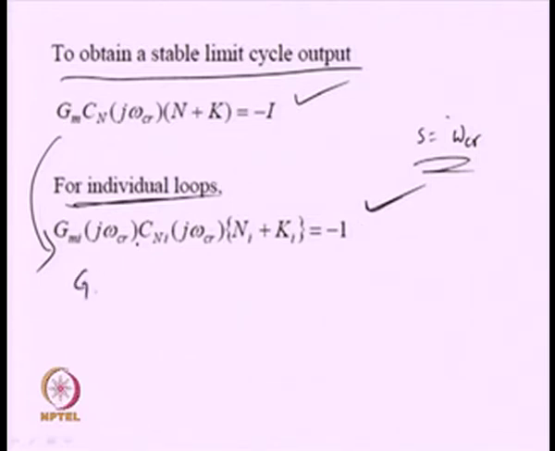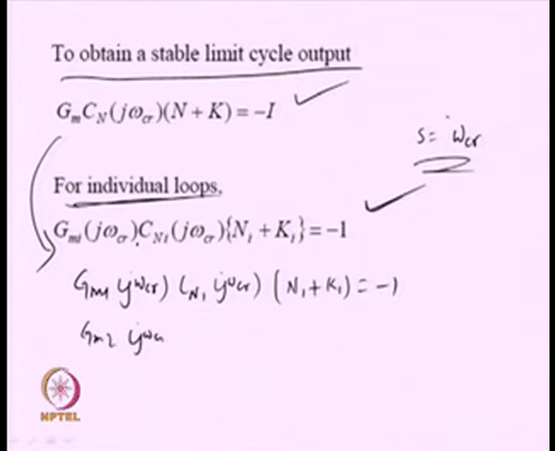That means I can write this as Gm1(jωCr) Cn1(jωCr). Please keep in mind that jωCr times n1 plus k1 is equal to minus 1. Similarly, Gm2(jωCr) Cn2(jωCr) times n2 plus k2 will be equal to minus 1.